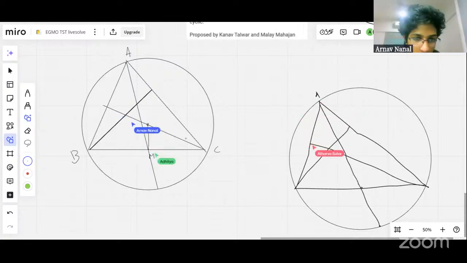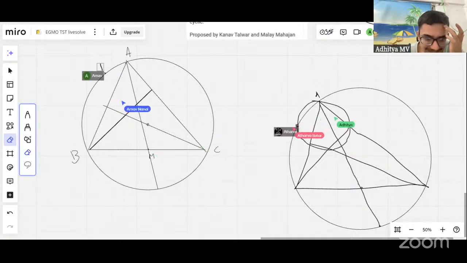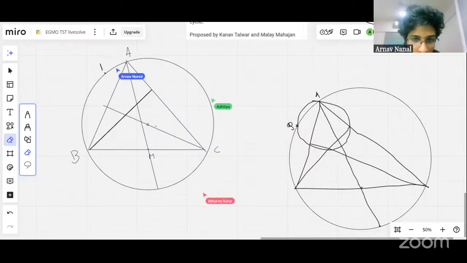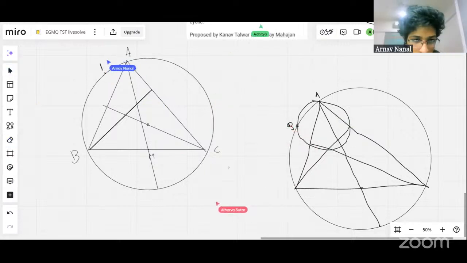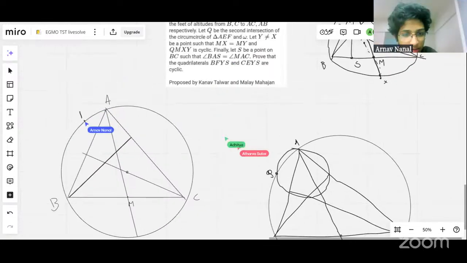And Q... wait, why is it passing through O? Oh no, X is equal to BC. I don't think that's O, guys. That's not O, trust me. You don't require AC equal to BC in a diagram. AEF passes through H, right? Yeah, AF passes through H.